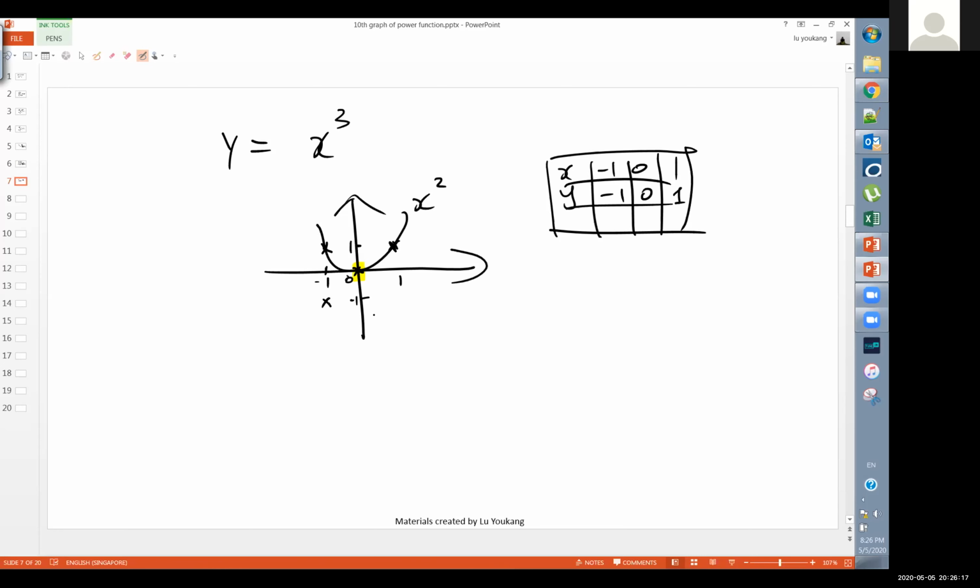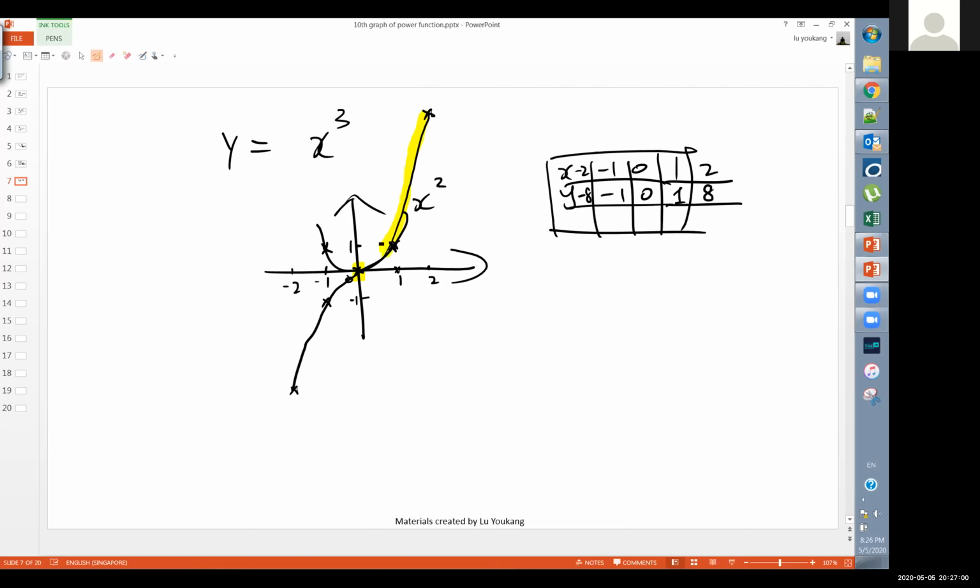Okay, seems like we don't have enough coordinates. So let's have more coordinates so that we can see the trend. When it's 2, I get 8, right? 8 should be quite high somewhere here already. So the trend is this. Then of course I want to have a negative 2, so I get negative 8, somewhere very far away. So it should look something like this.